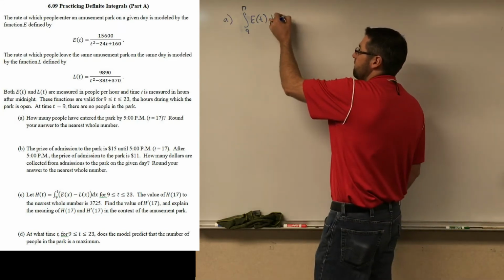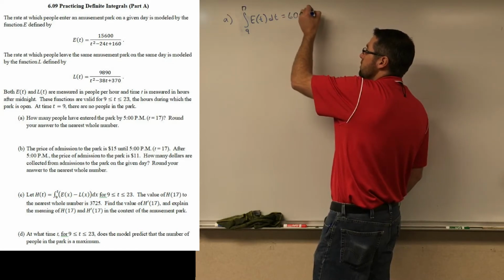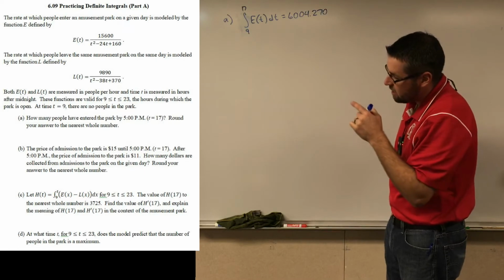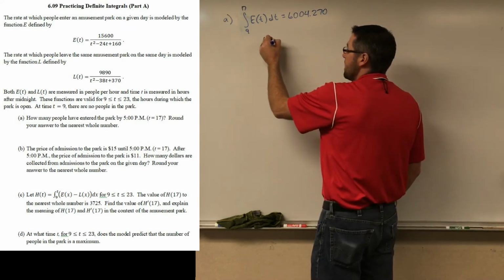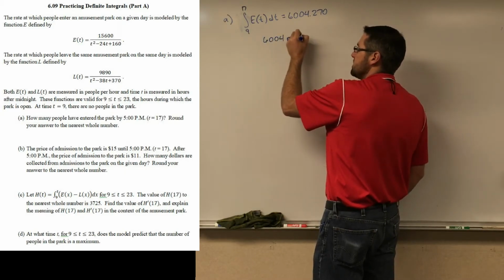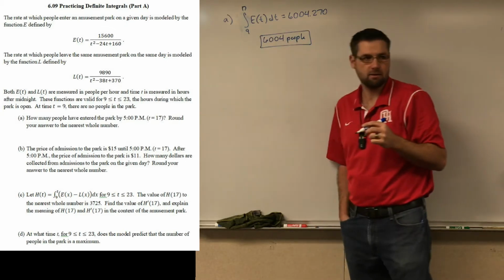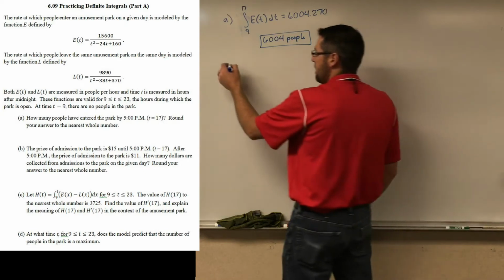So what did you guys get for that? 6,004.270. Okay. So now it does say in part A, round your answer to the nearest whole number. So it would be 6,004 people. You could say 6,004 people have entered the park by whatever time that is. 5 p.m., right? Okay. Part B.